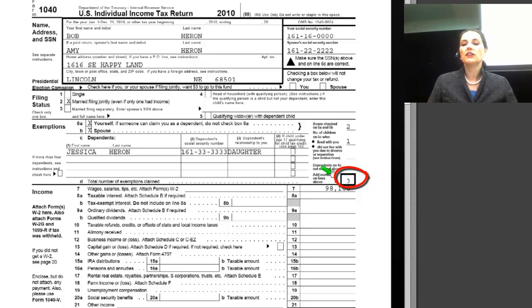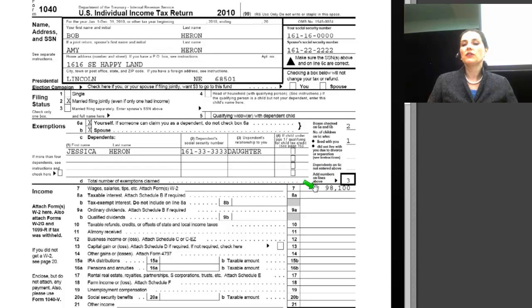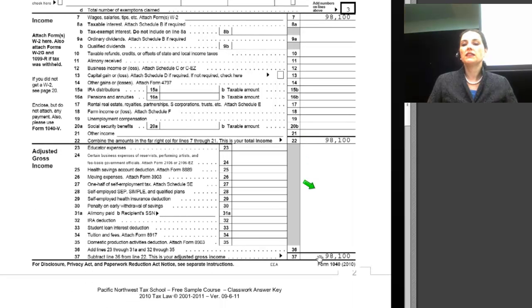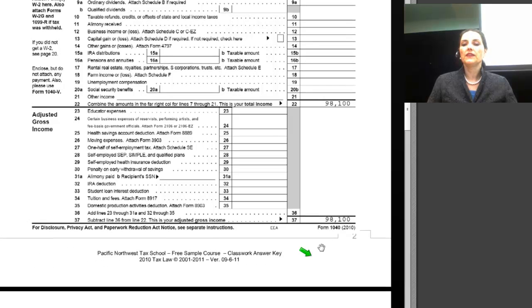That means the exemption deduction will be $3,650 times 3. We added up the total amount of income shown in box 1 of the W-2s. That's $98,100. The Herons have no adjustments to income, so their adjusted gross income and their gross income is the same number.